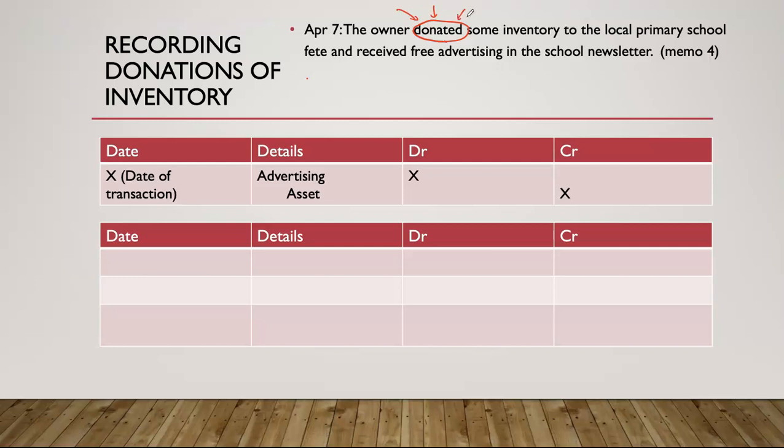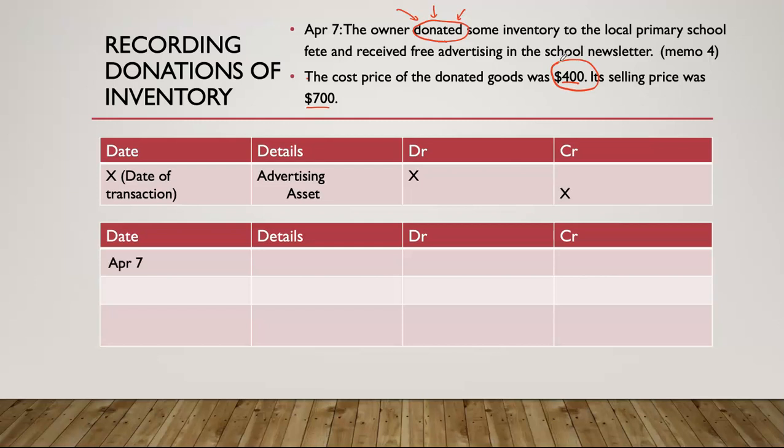And we have a memo. The cost price of the donated goods was $400 and the selling price was $700. We know that the rule is we record what is leaving at $400. Now, once we've done that, the transaction is pretty simple. I record the date, which is April 7.